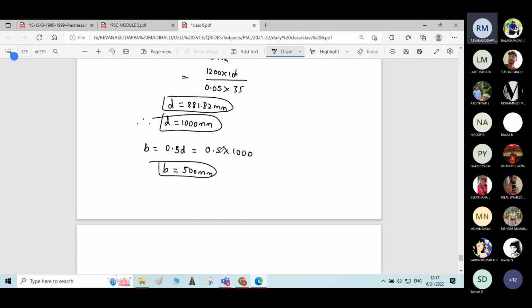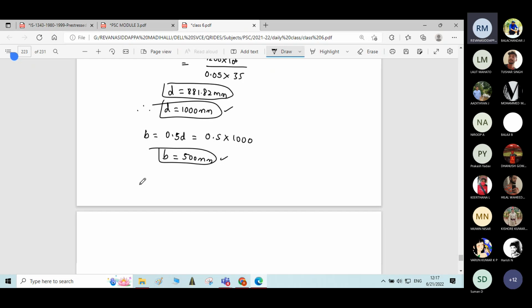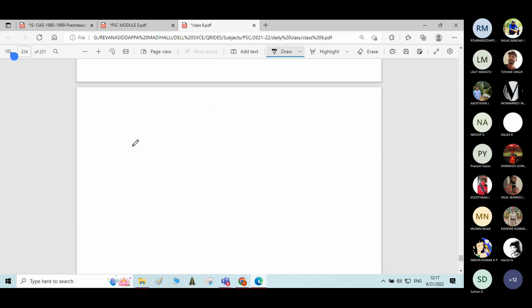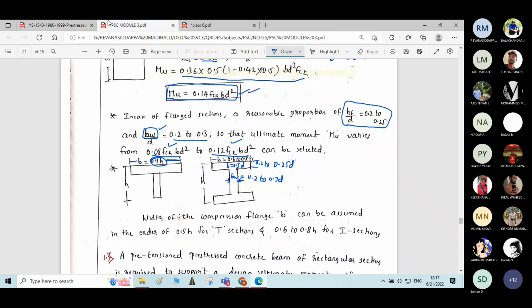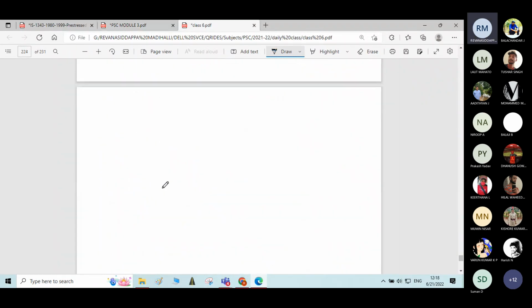Now you have selected the width of flange and the effective depth of the I section. A few more things you need to decide: the thickness of the flange, and the thickness or width of the web also. Thickness of flange, height of flange: the guideline says to select the range between 0.2 to 0.25 HF by D. I'll take 0.2 HF by D.